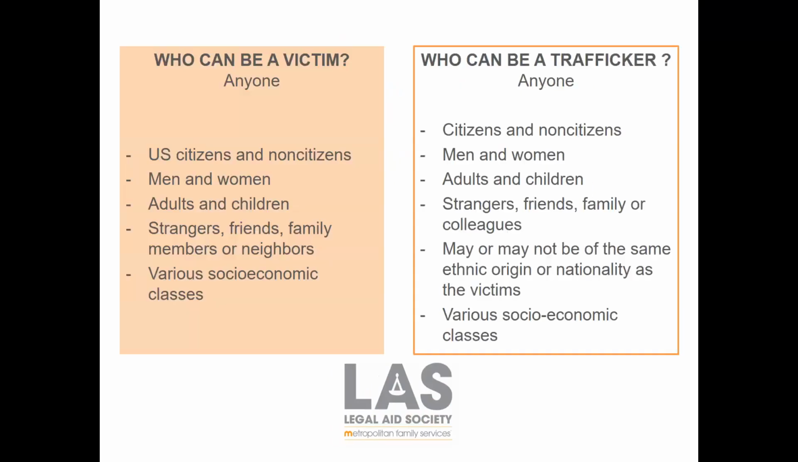So who can be a victim? It's anyone. Victims can be U.S. citizens or non-citizens, men or women, adults or children, strangers, friends, family members, your neighbors. They can come from various socioeconomic backgrounds. The same can be said for traffickers as well. They can be U.S. citizens or non-citizens, men or women, adults or children, strangers, friends, family members, neighbors, may or may not be members of the same ethnic origin or nationality as their victims. And again, they can come from various socioeconomic backgrounds.